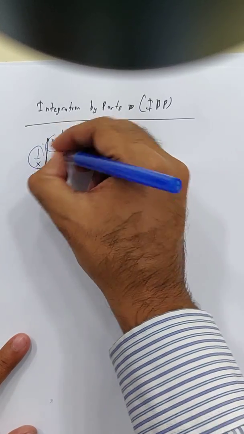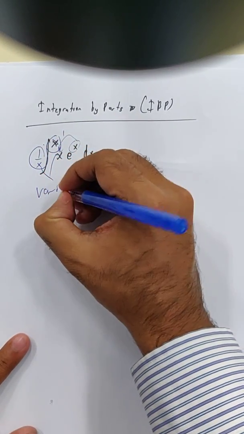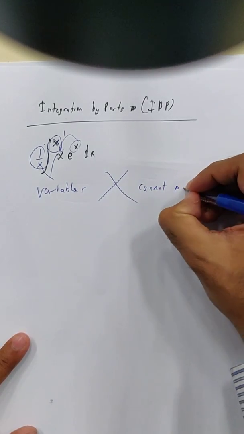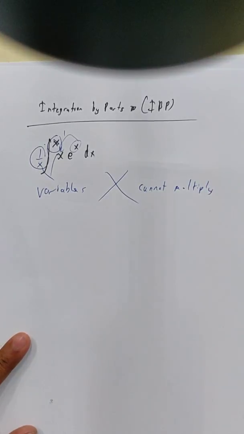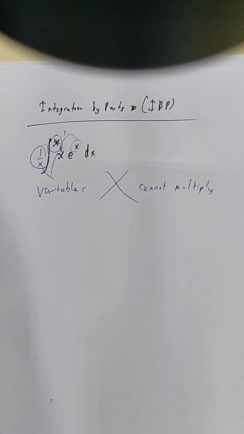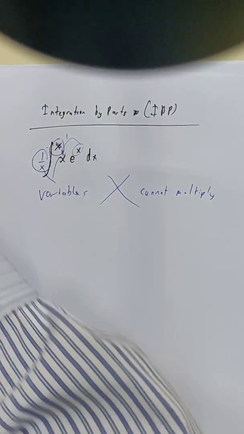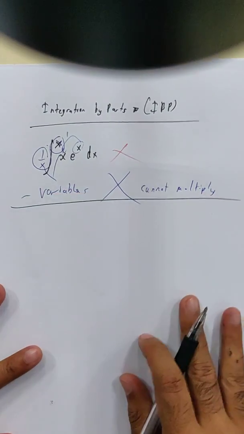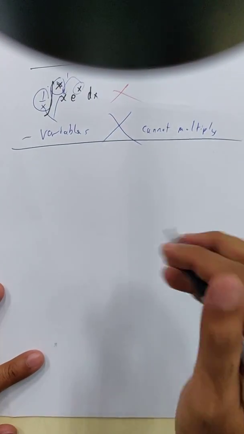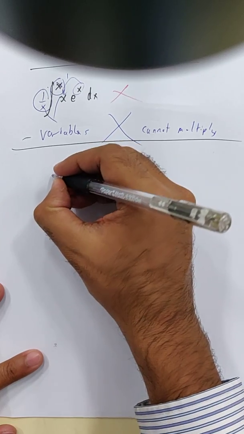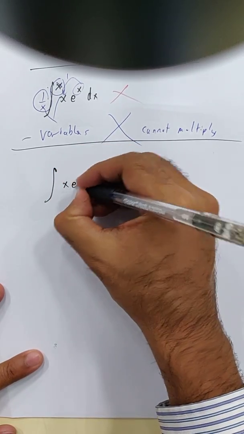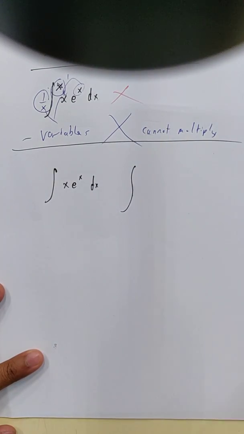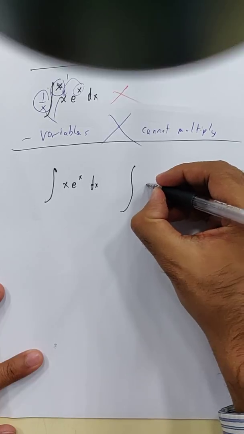So this is a variable, you cannot multiply. Got that one clear? Alright, so what should we do? This is where integration by parts comes in, where I'll give you several examples as well, such as this.